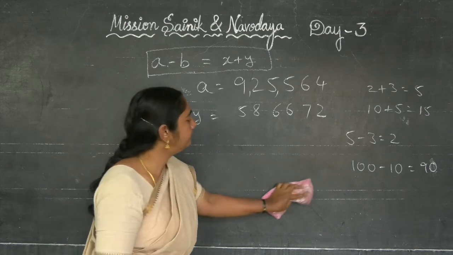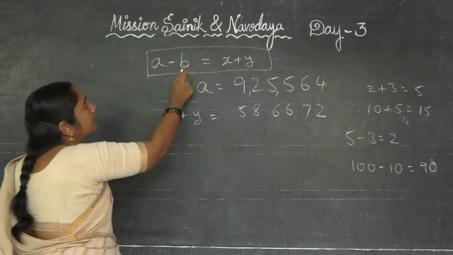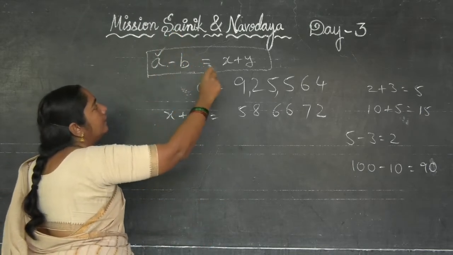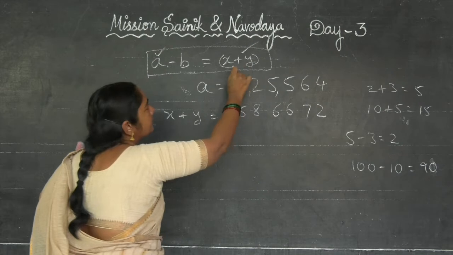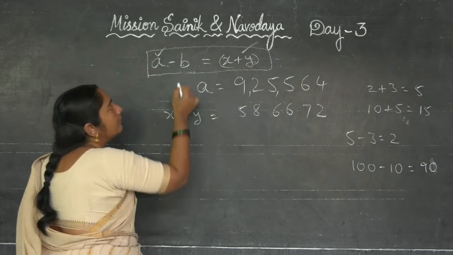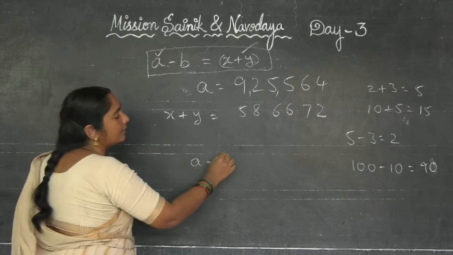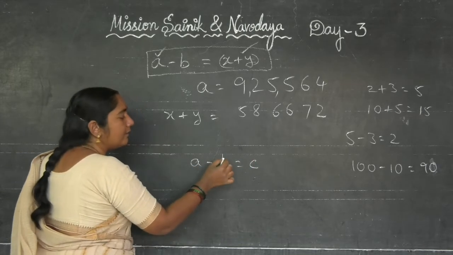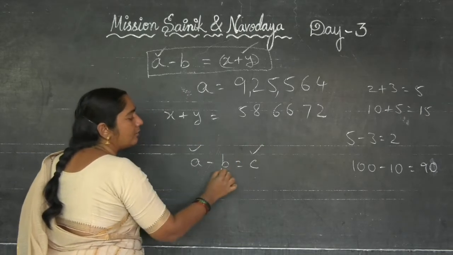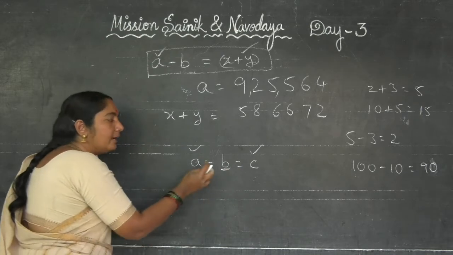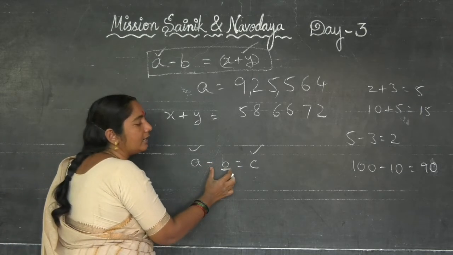Now, in this particular equation, we know a. We know the value of a plus x plus y. Already we know these two. What is not known to you is b, we don't know. Now a minus b is equal to c. We know these two, but we don't know this. Now this is an unknown quantity.